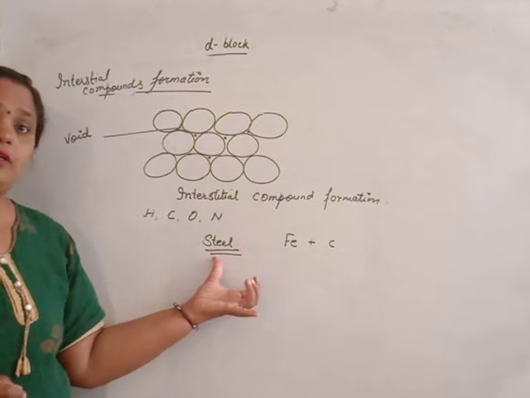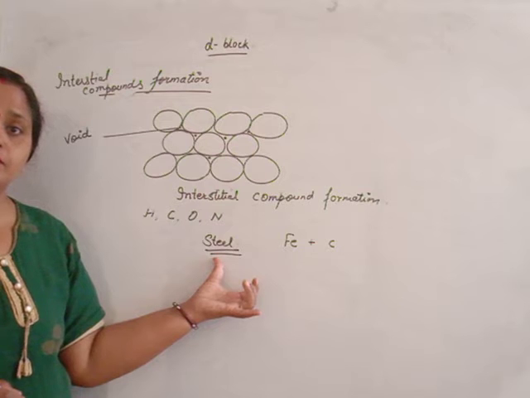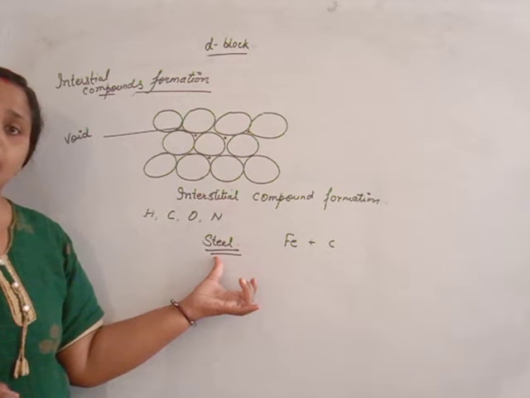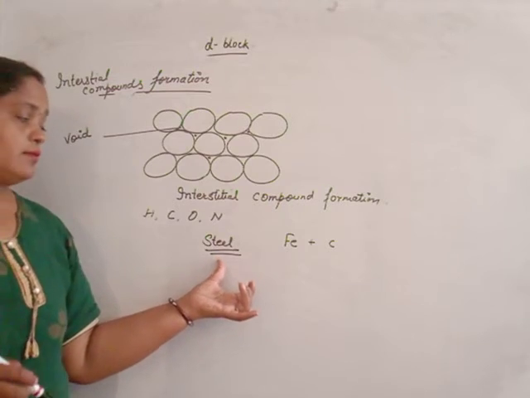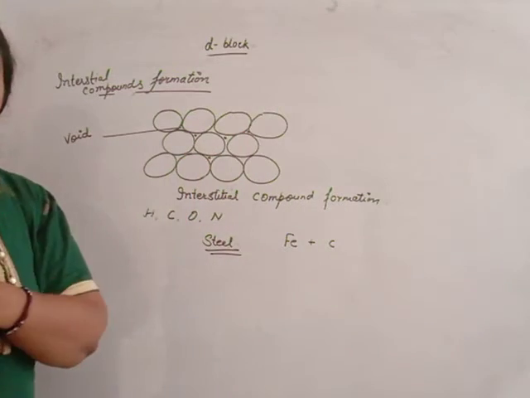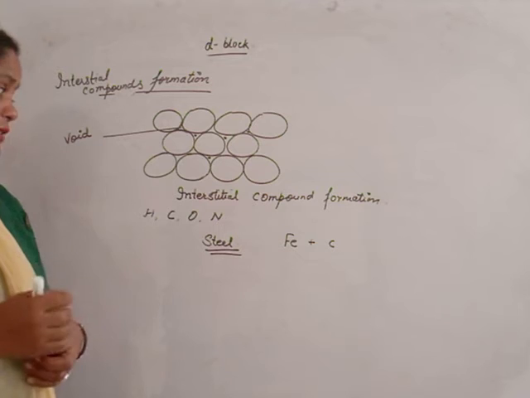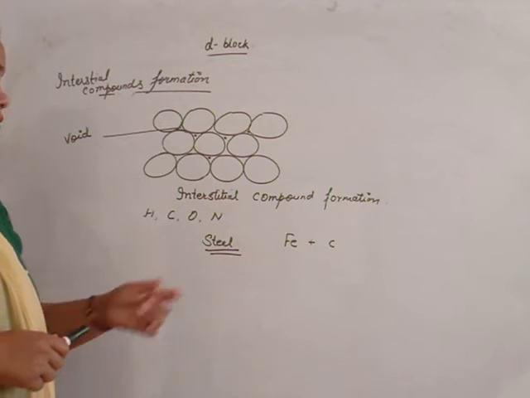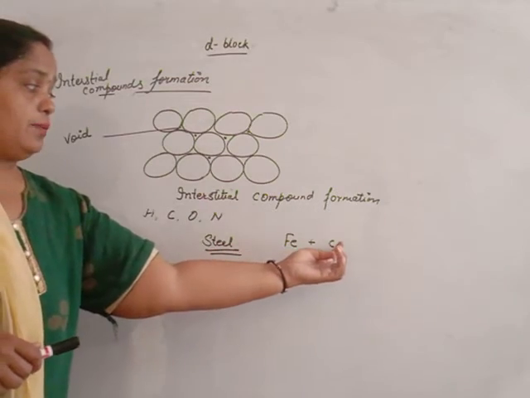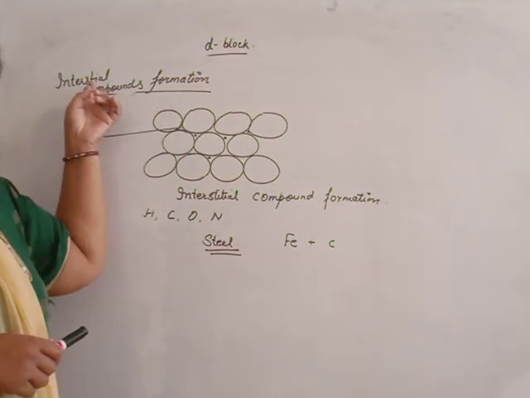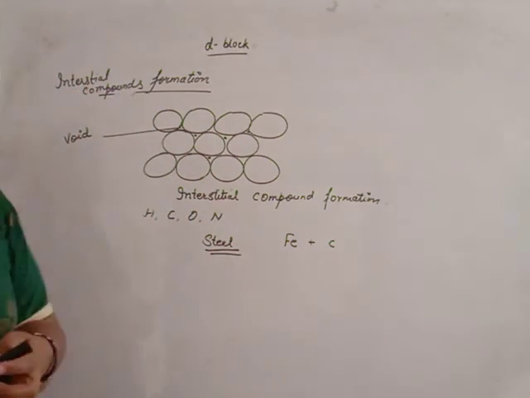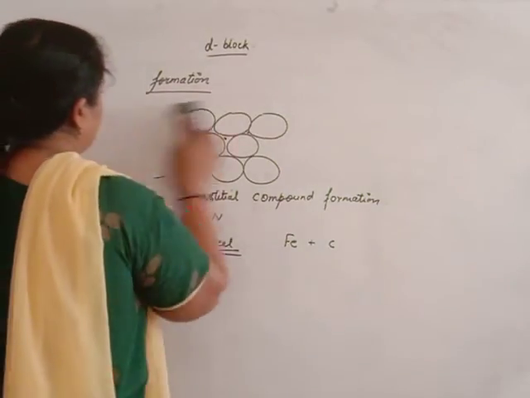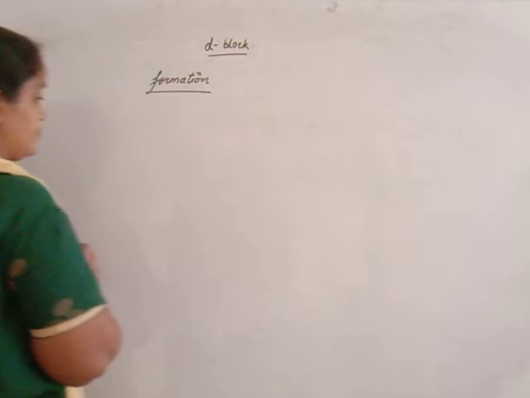We all see steel utensils at our home. We wash them with water and leave them undisturbed to dry. Are they rusting? Answer is no, they do not rust, because carbon improves the property due to formation of interstitial compounds. Next one is the alloy formation.